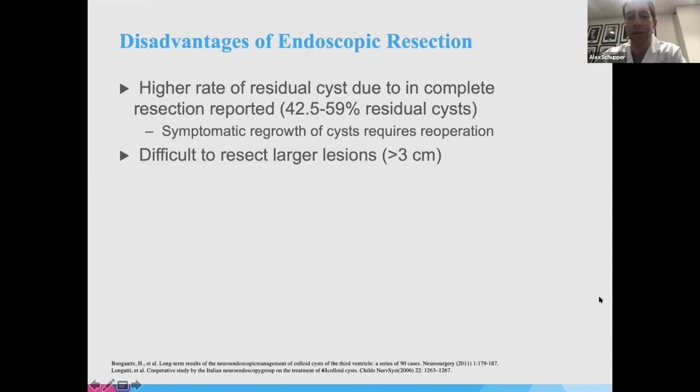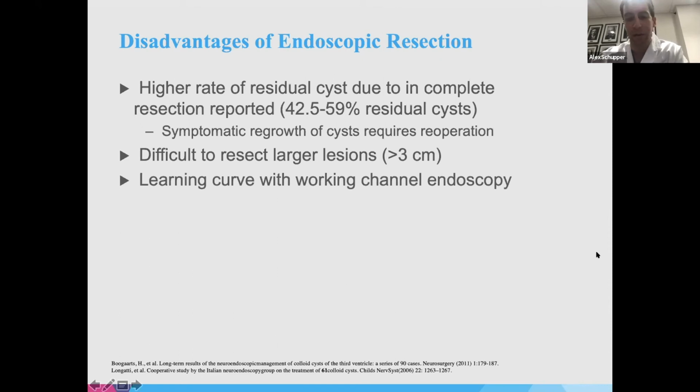With larger lesions, especially lesions over 3 centimeters, it can often be difficult to resect through endoscopic means, and it can be much easier to visualize larger lesions through an open craniotomy, where you're able to see more of the anatomy, regardless of if you're going transcortical or through the corpus callosum.